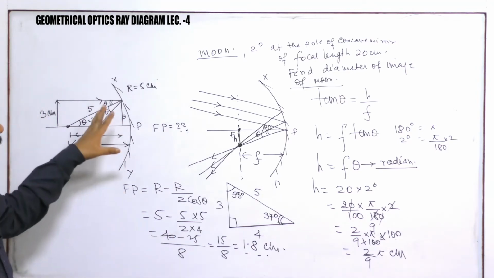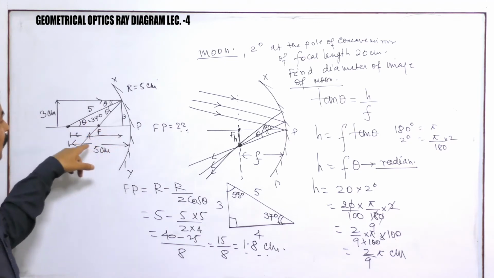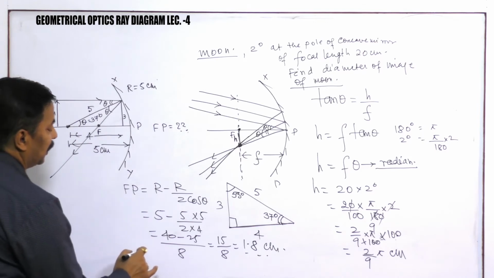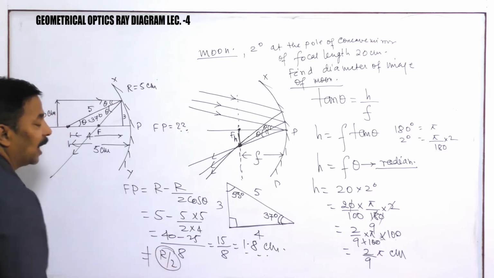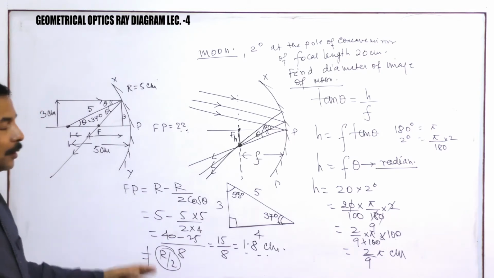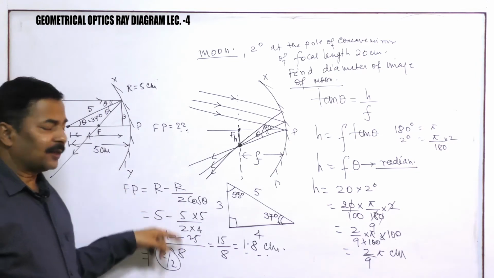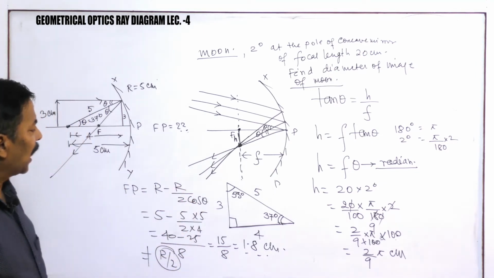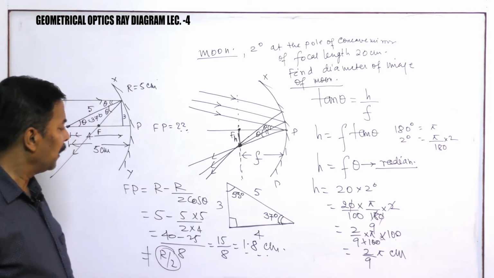So I want to say to you that in this case this distance is not equal to FP. What does it mean? It is not equal to R by 2. That is the main objective, that F is equal to R by 2 is not always valid. You will check the calculation. If a calculation mistake is there, you will correct it.